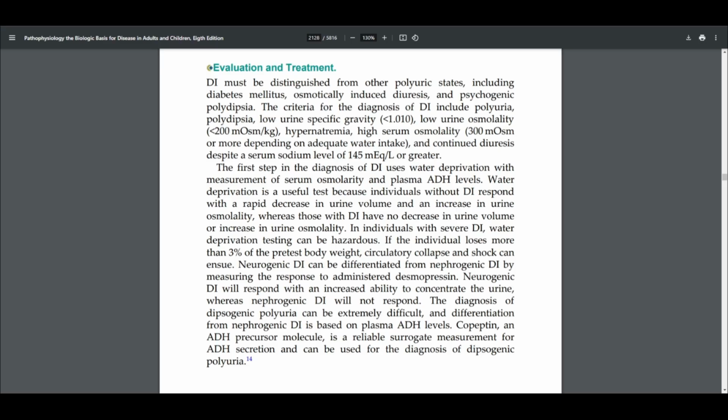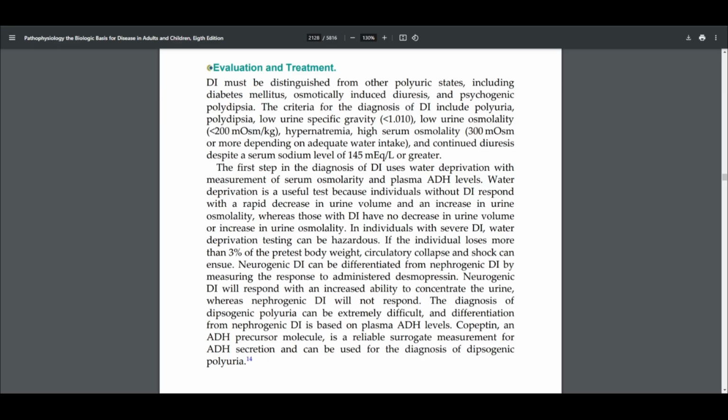levels. Water deprivation is a useful test because individuals without DI respond with a rapid decrease in urine volume and an increase in urine osmolality, whereas those with DI have no decrease in urine volume and no increase in urine osmolality. In individuals with severe DI, water deprivation testing can be hazardous. If the individual loses more than 3% of the pre-test body weight, circulatory collapse and shock can ensue.